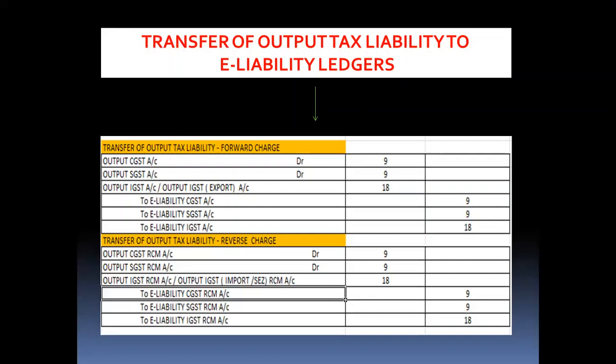For transfer of output tax liability under reverse charge, that is RCM, the entry will be output CGST RCM account debtor, output SGST RCM account debtor, output IGST RCM account debtor to e-liability CGST RCM account, e-liability SGST RCM account, to e-liability IGST RCM account. In case of RCM liability on import or cess supply of services, output IGST RCM can be replaced with output IGST import or cess RCM account.